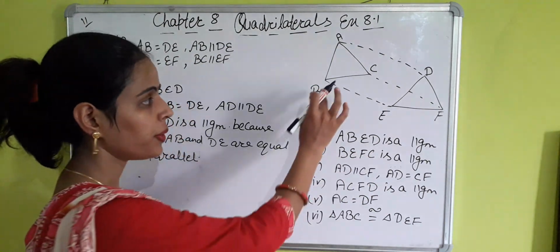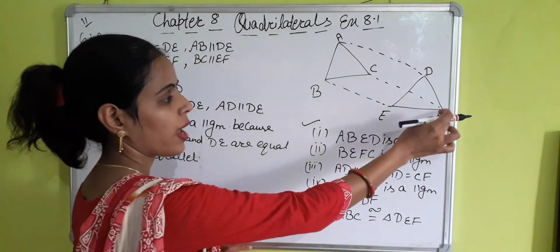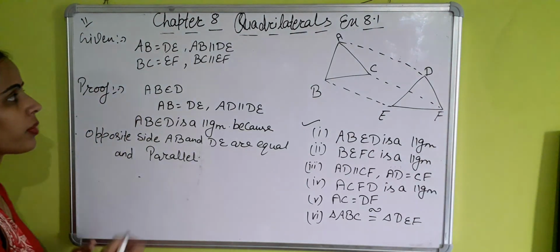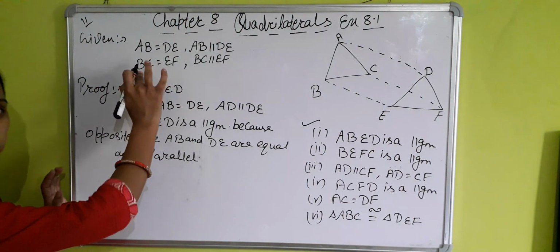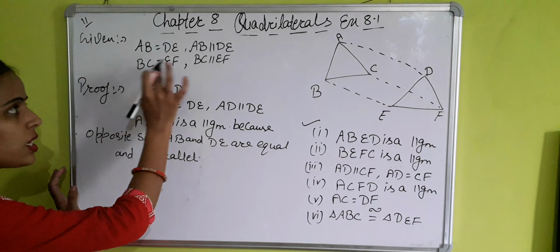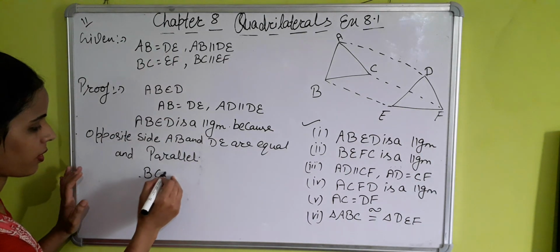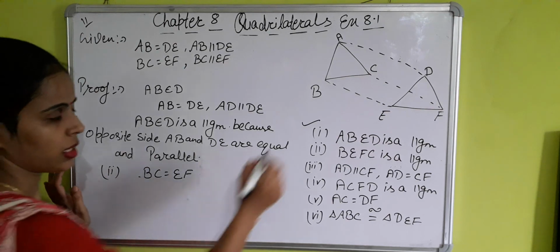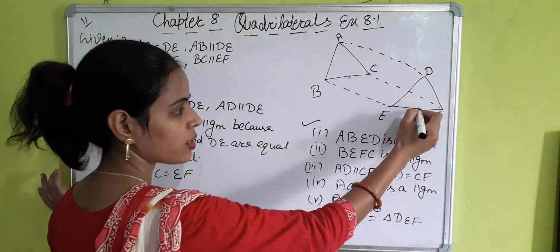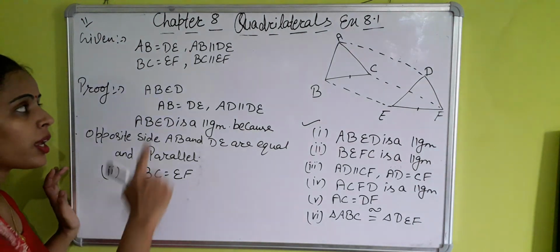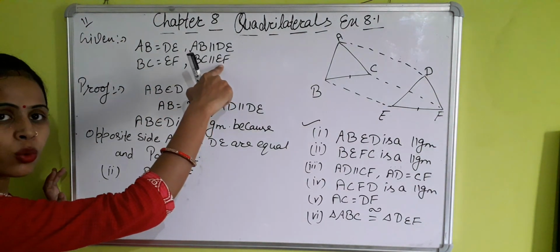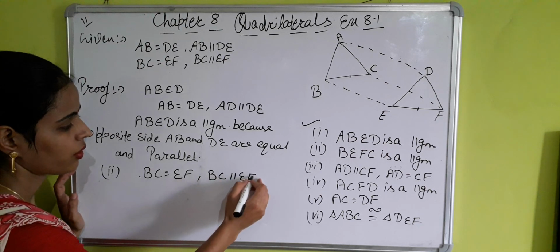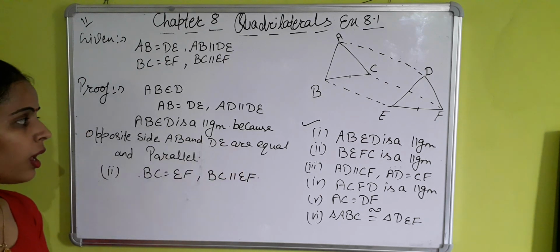BEFC. In the second part, BC equals EF and BC is parallel to EF. Same reason.